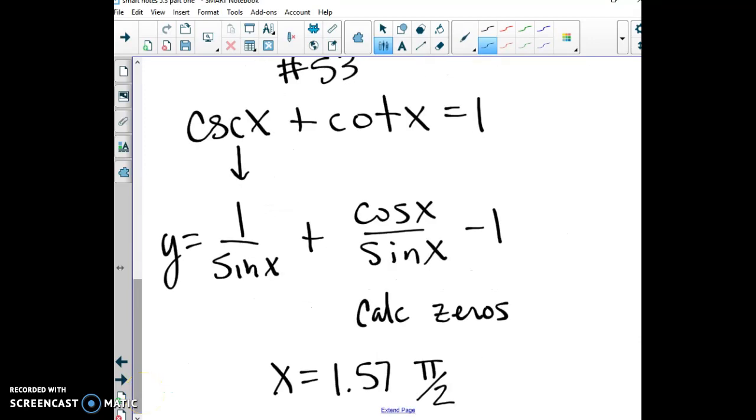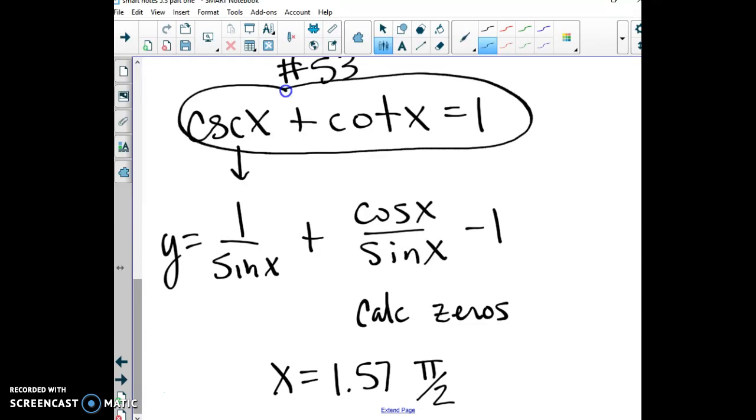Well, I want to show you two things here. 53 says to use your graphing utility to approximate. So we're going to input this function, subtracting 1, setting it equal to 0, and finding the zeros. But I wanted you to see this.